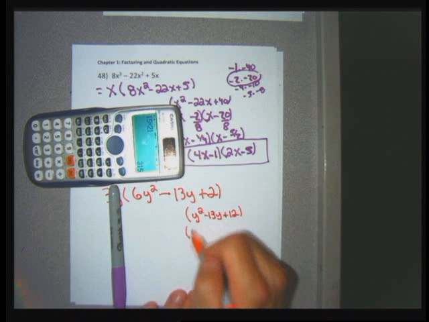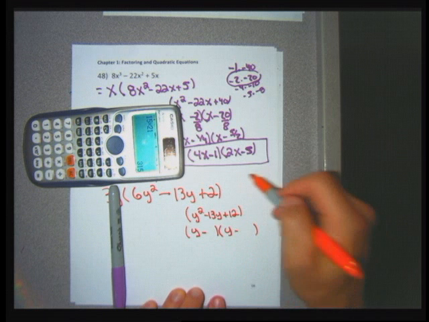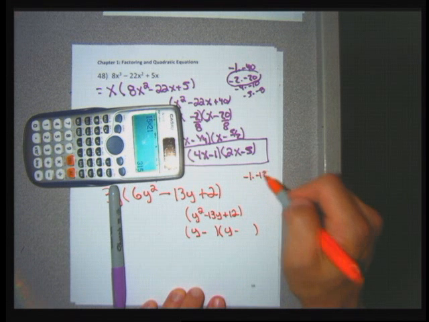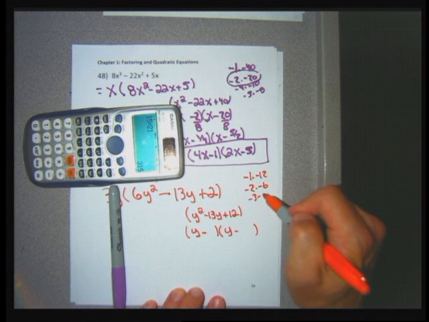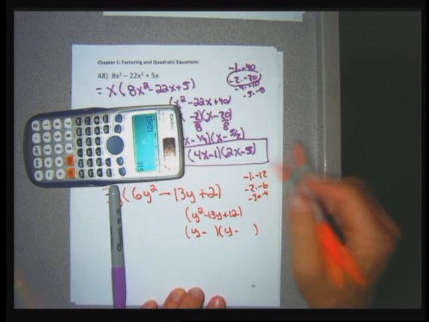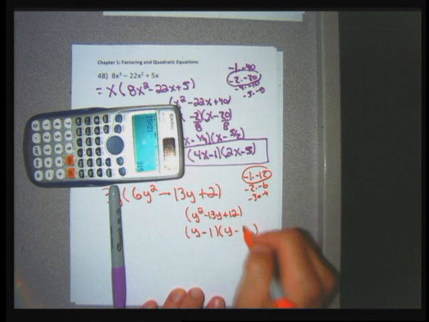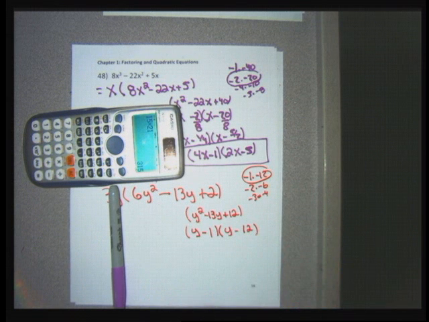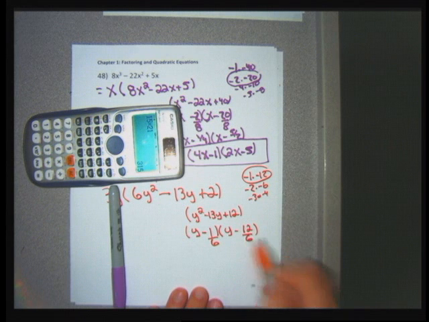So when I go to factor this, I get a y minus and a y minus. And my choices are minus 1 and minus 12, minus 2 and minus 6, minus 3 and minus 4. The one that gives me the minus 13 are the minus 1 and the minus 12. So next to one of the minus signs, I need a 1. Next to the other minus sign, I need a 12. I started off multiplying by 6. I'm going to divide by 6.